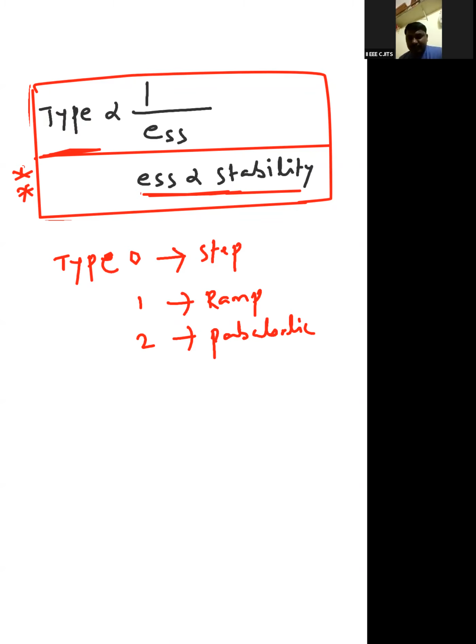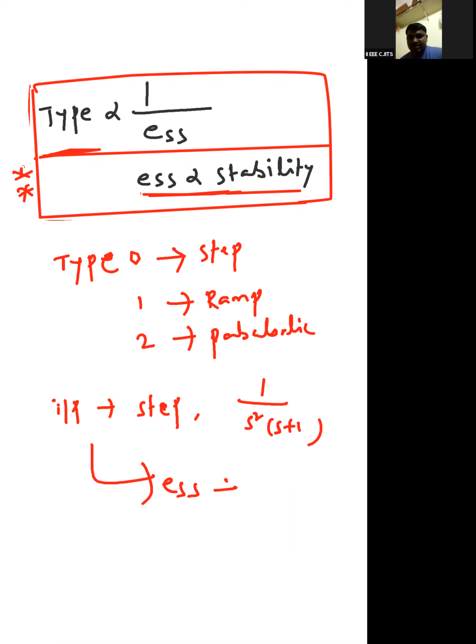Next, for example, if the input is a step input and the system is a type 2 system, S square into S plus 1, type 2 system, then what is the steady state error? The type is more when compared to the input, so the steady state error becomes 0 directly.